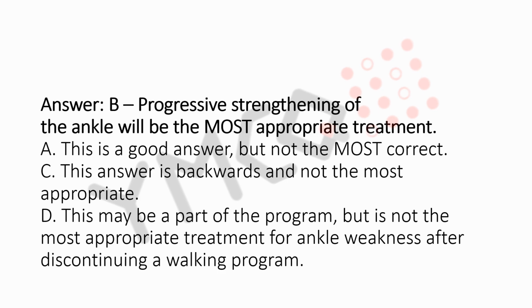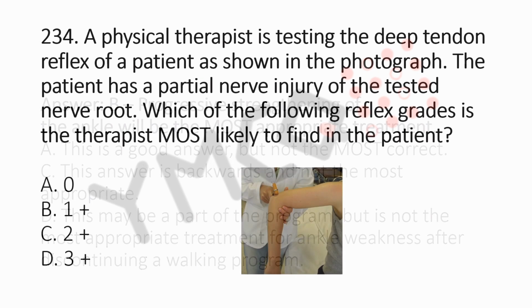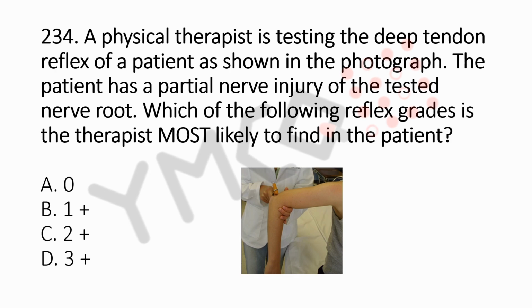Now let's move to question number 234. A physical therapist is testing the deep tendon reflex of a patient as shown in the photograph. The patient has a partial nerve injury of the tested nerve root. Which of the following reflex grades is the therapist most likely to find in the patient? Option A, 0. Option B, 1+. Option C, 2+. Option D, 3+. And the answer is option B, 1+.